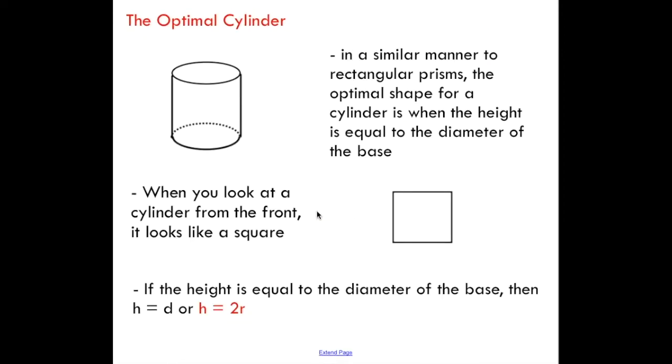Your main concept here is just knowing that the height of an optimal cylinder is the same as the diameter of the cylinder, or 2 times the radius of the cylinder.